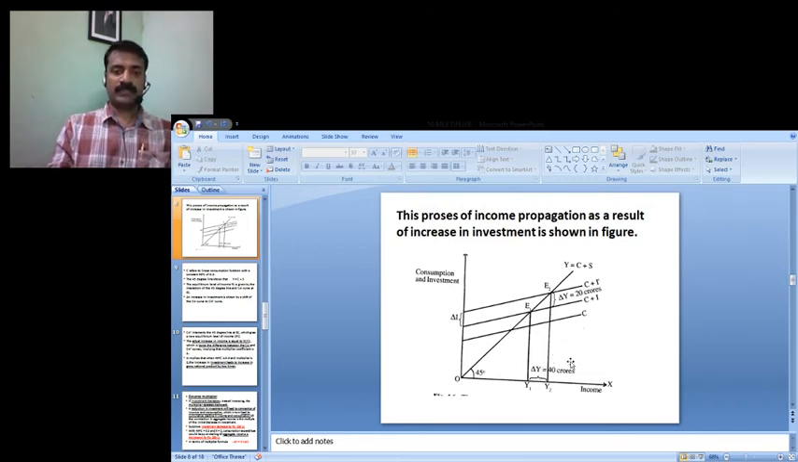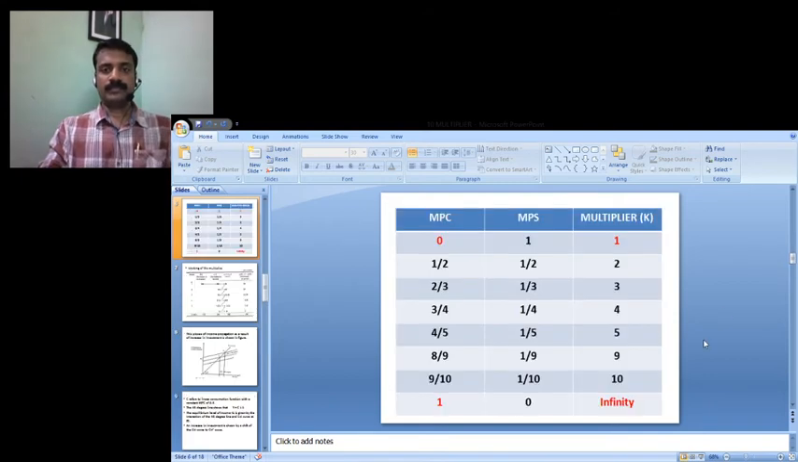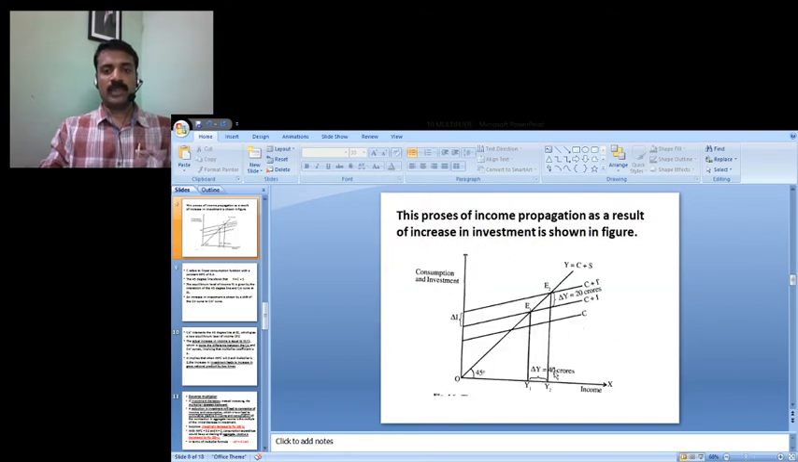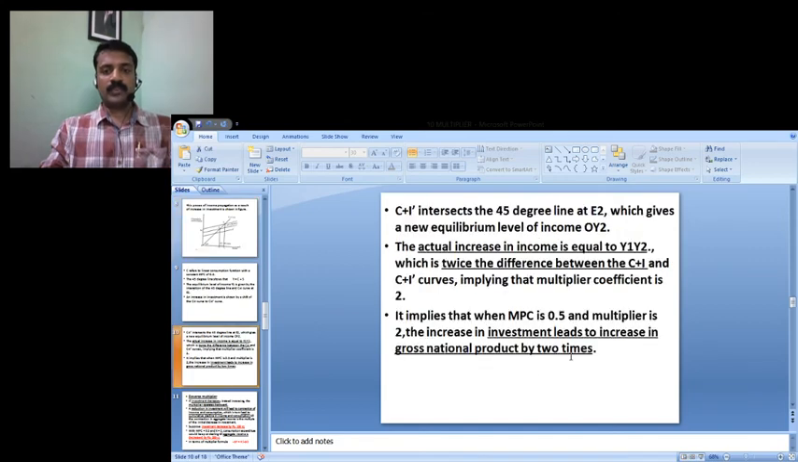That's the multiplier effect. So first equilibrium E1 to E2. The investment is increased from E1 to E2. Another equilibrium point, Y1 to Y2. Okay, so multiplier effect. Here the actual increase in income, as explained earlier, Y1 to Y2 is twice the difference between the C plus I and C plus I dash curve. Investment leads to an increase in the gross national product by 2 times. The earlier example, so 20 crores leads to 40 crores. Investment leads to an increase in gross national product by 2 times.